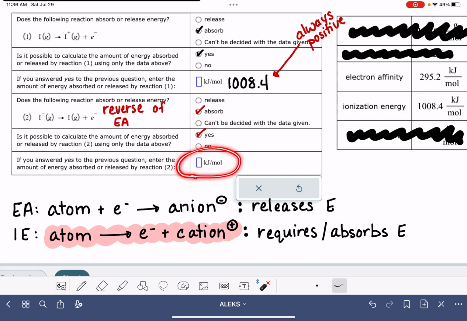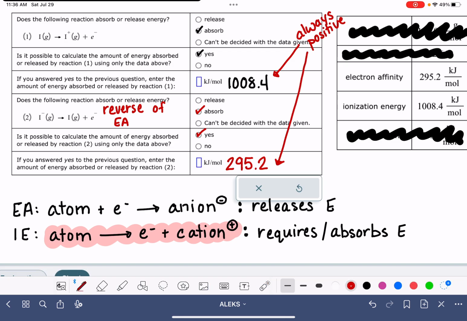And the number we're looking for, because this is the reverse of the electron affinity, is the same as the value of the electron affinity. It would have a different sign, but ALEKS is not asking us about signs. This number, we want to express it always as a positive number.